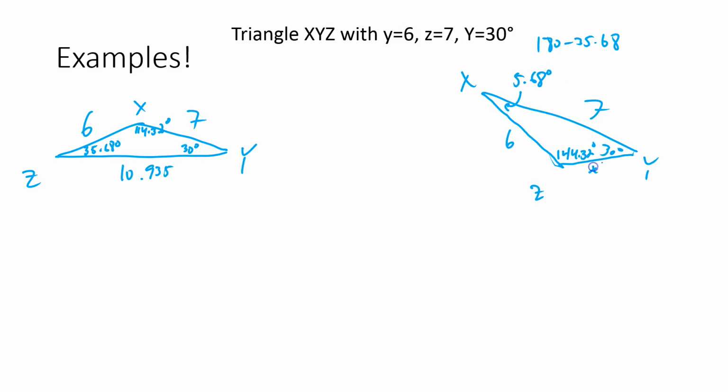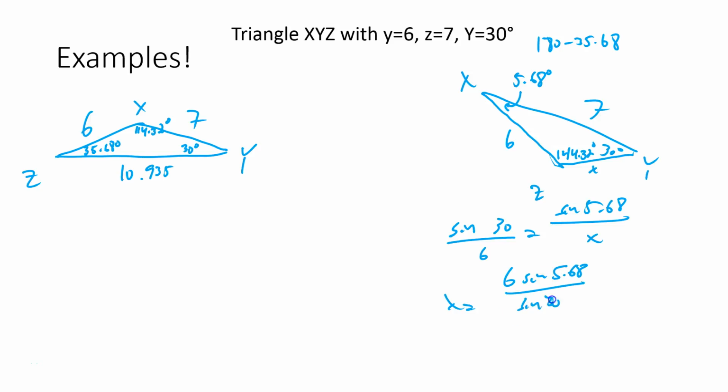Now to find our last side x down here, we're going to use law of sines again. So we have sine of, let's use the 30, over 6 is equal to sine of 5.68 divided by x. So x will be 6 sine of 5.68 degrees divided by sine of 30 degrees. 6 sine 5.68 divided by sine of 30. Short side, good, 1.18. We'll take our x away there and put it there, 1.18. And now we have solved both of these triangles.